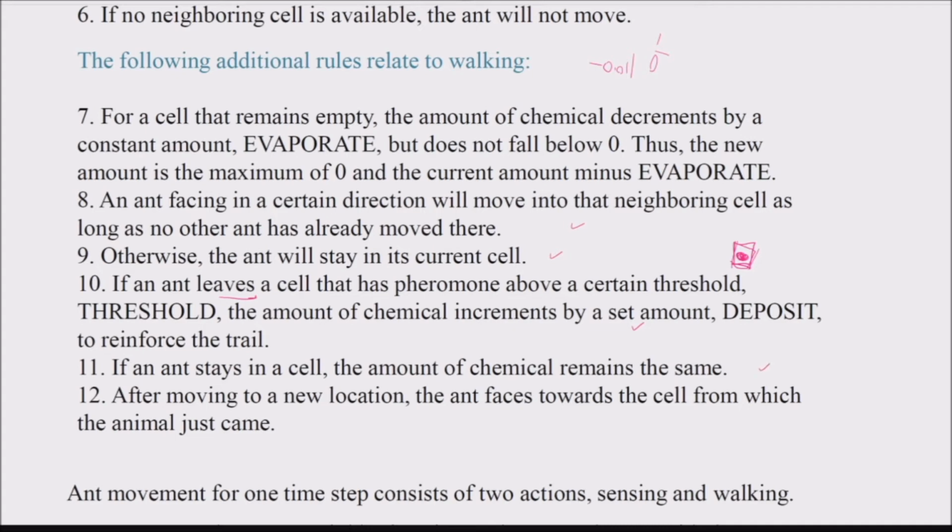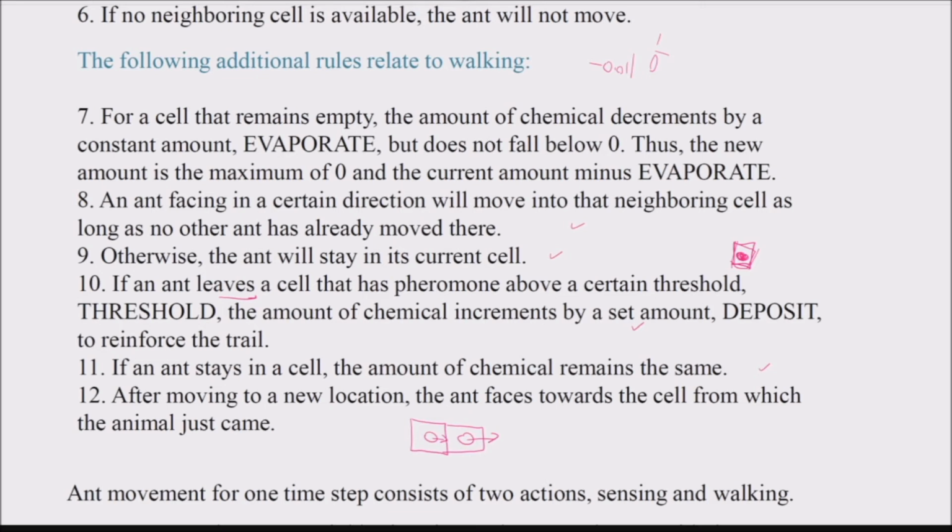So that's this. And then after moving to a new location, the ant faces toward the cell from which the ant came. So that means if I'm facing this way, and if I move here, now my ant is facing actually the same direction. He's not going to turn this way or this way unless there are more chemicals that make him move, right? So that is that.